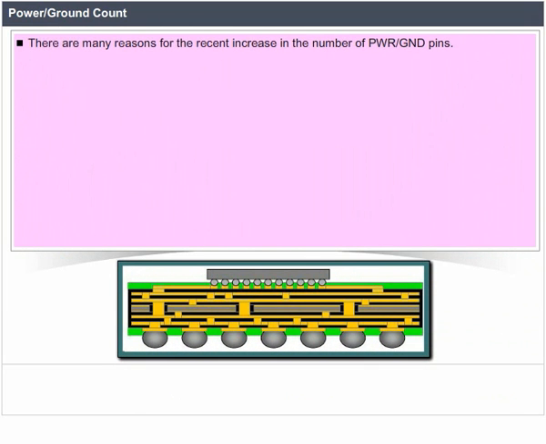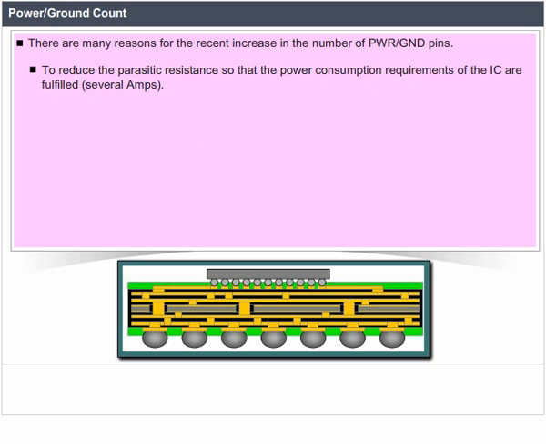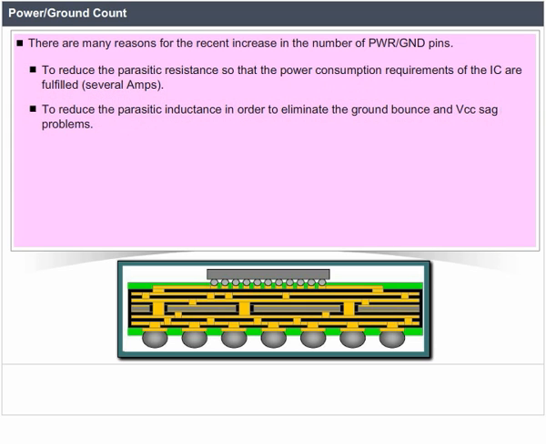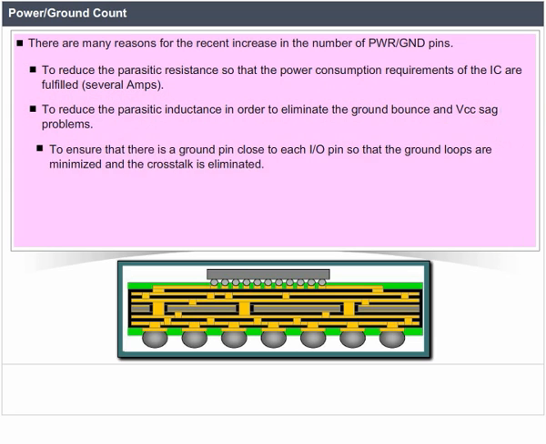There are many reasons for the recent increase in the number of power and ground pins. To reduce the parasitic resistance so that the power consumption requirements of the integrated circuit, several amps, are fulfilled. To reduce the parasitic inductance in order to eliminate the ground bounce and VCC sag problems. To ensure that there is a ground pin close to each input-output pin so that the ground loops are minimized and the crosstalk is eliminated.